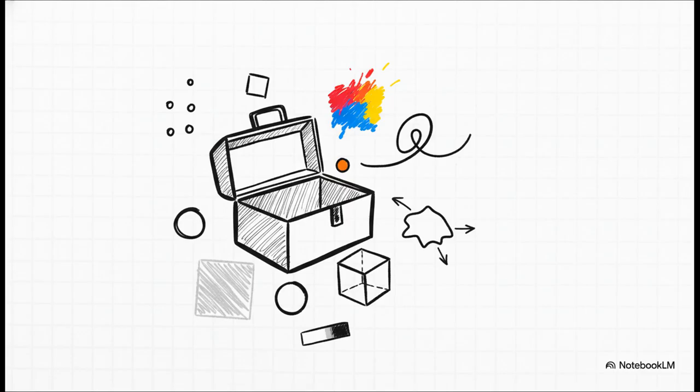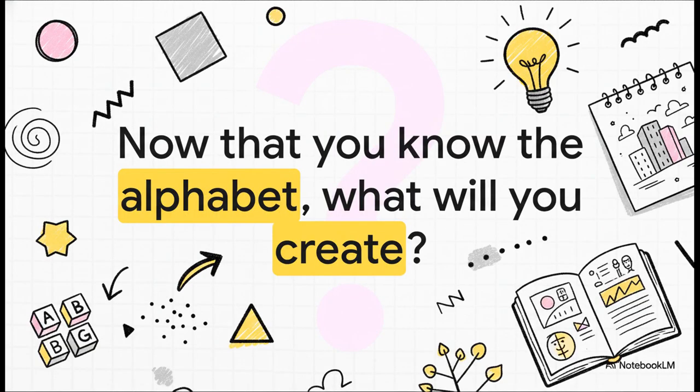So, you've got the alphabet of visual language now. You can go out and read the world around you in a totally new way. But here's the best part. You can also start to write with it. So, the only question left is, what will you create?